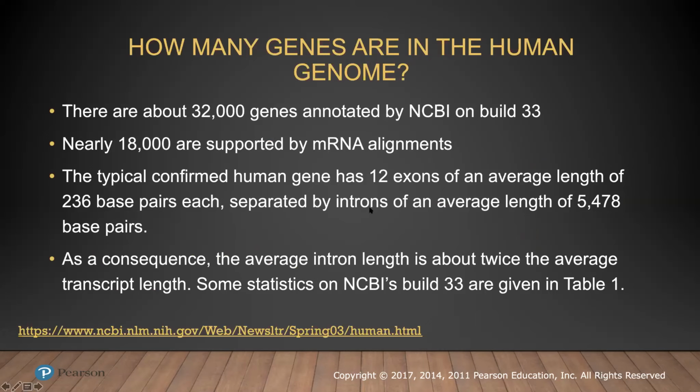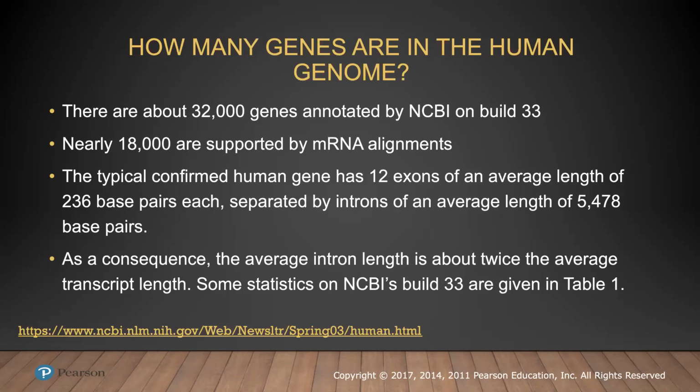They're separated by introns, and take a look at this. The average length of an intron is 5,478 base pairs long. So way longer than the exons. That's kind of an interesting discovery, I thought, that we've got this huge amount of genetic information that we're going to cut out. It's not going to be part of this messenger RNA strand. So as a consequence, the average intron length is about twice the average length of the transcript, all right?